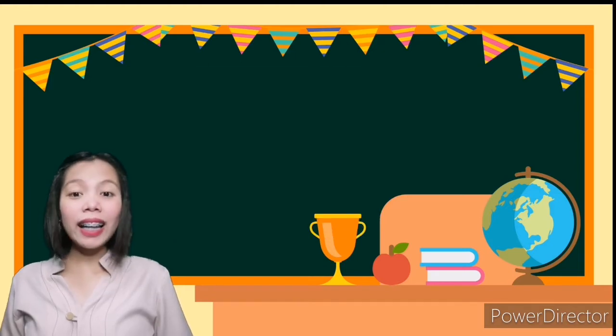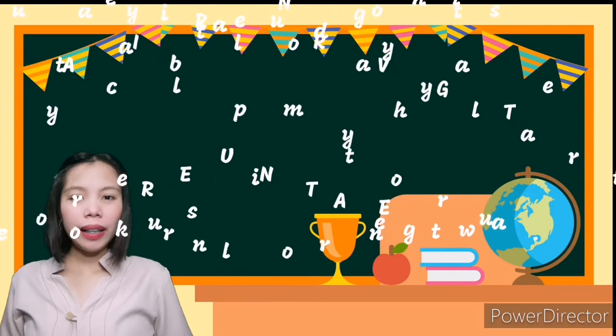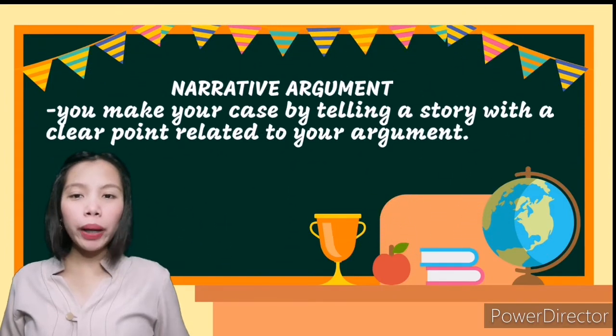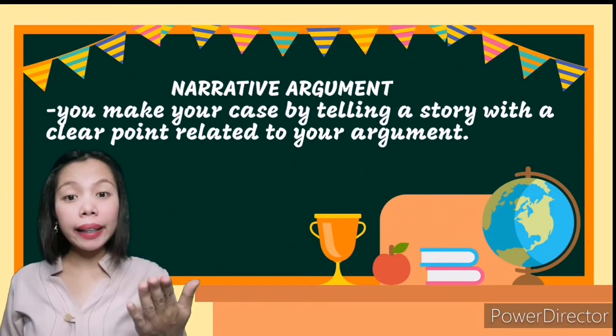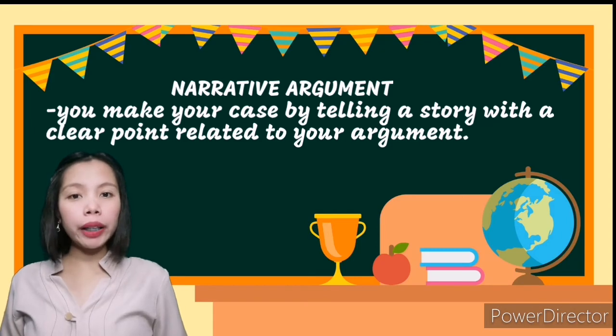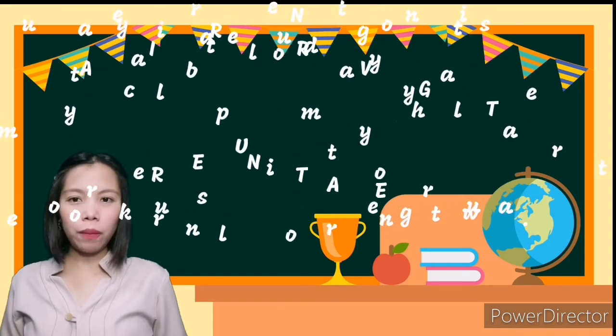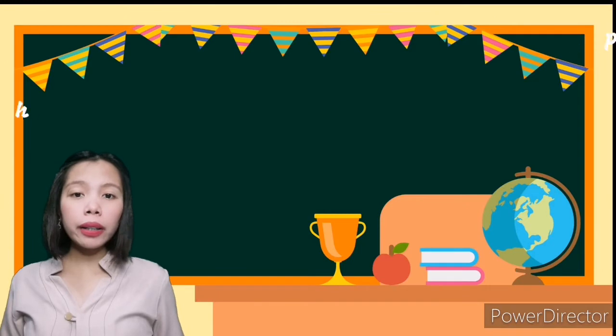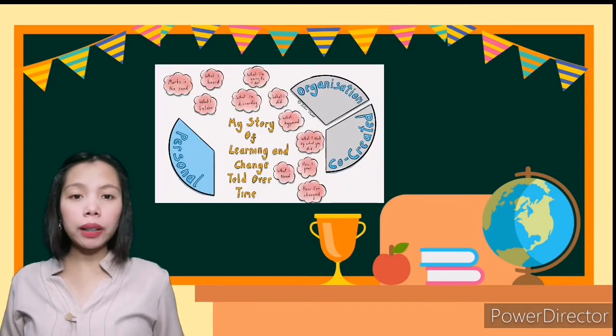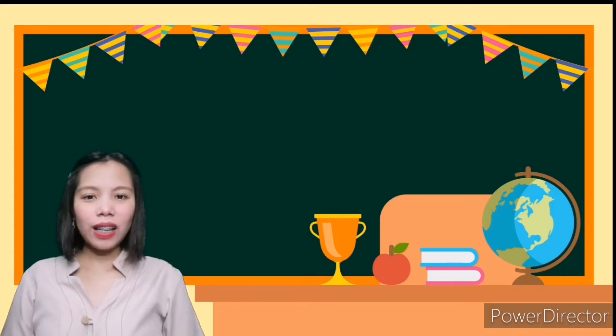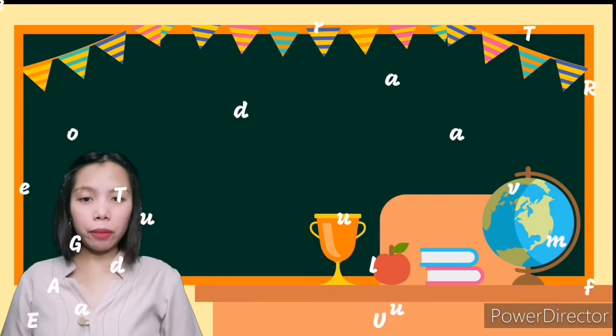Next is narrative argument. In this type of argument, you make your case by telling a story with a clear point related to your argument. For example, you might write a narrative about your experiences with the standardized testing in order to make a case for a reform.